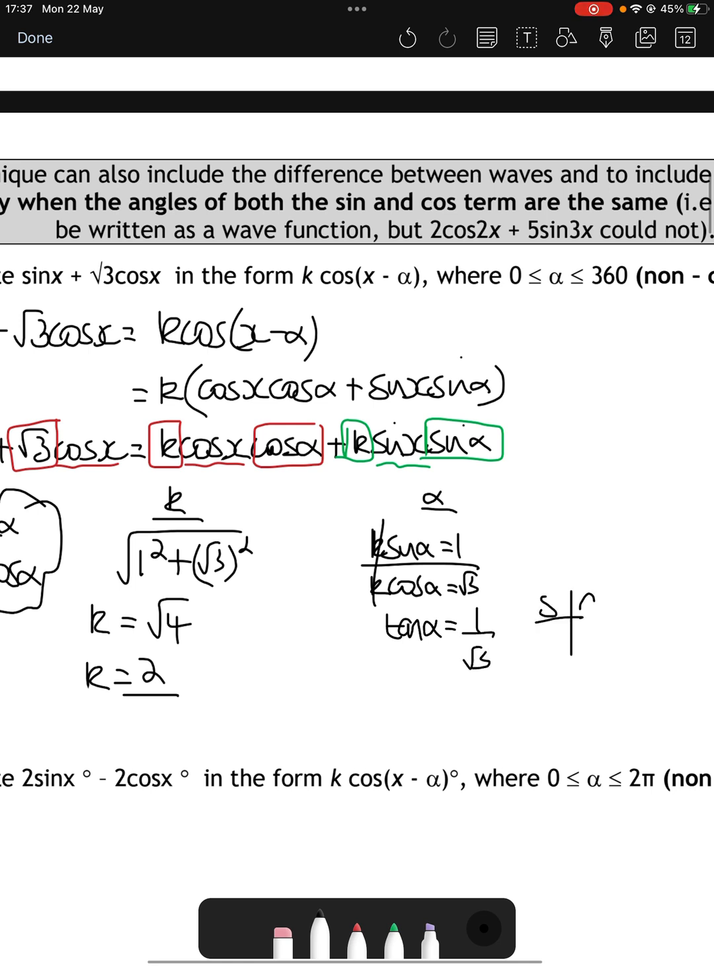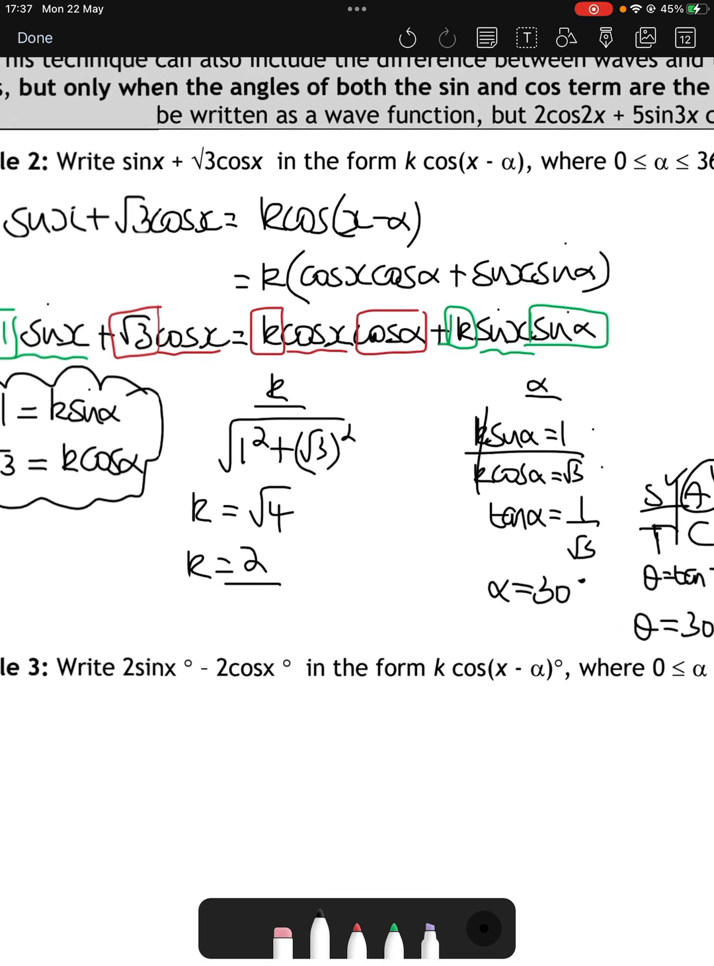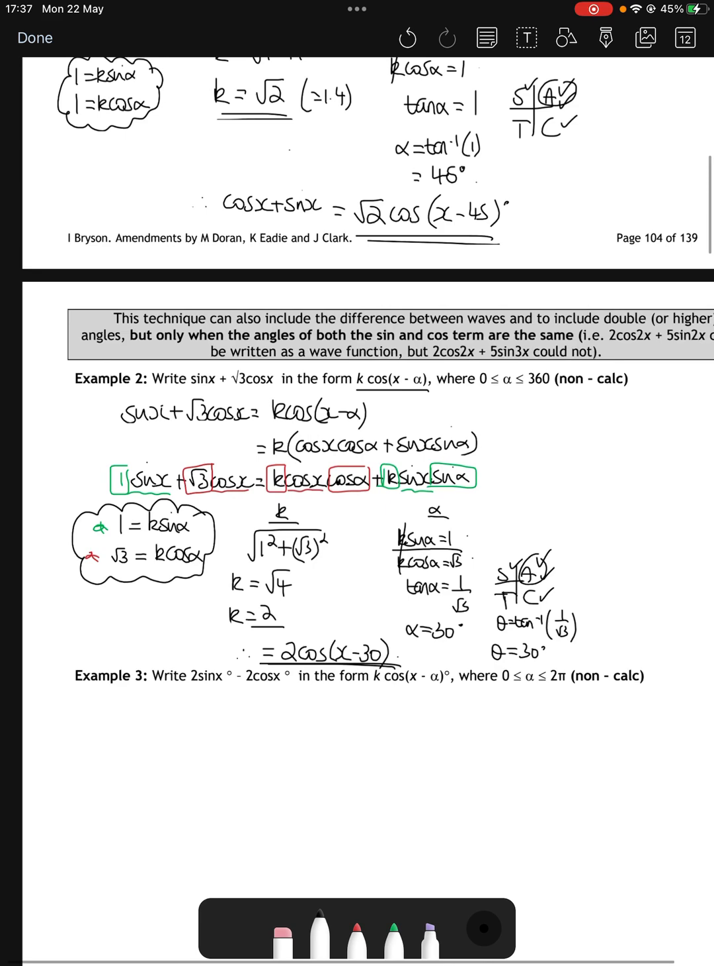We're going to do our SATC like last time. Do it for both of these. They're obviously both positive, but it's important when we get negatives. We're working in degrees, 30 degrees. So alpha is just that 30. Final thing, go back to the start, remember. So we have 2 cos x minus 30. Okay, so sine x plus root 3 cos x is equal to that.